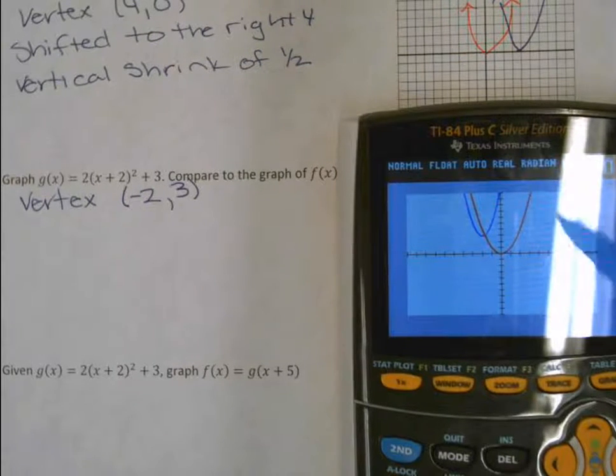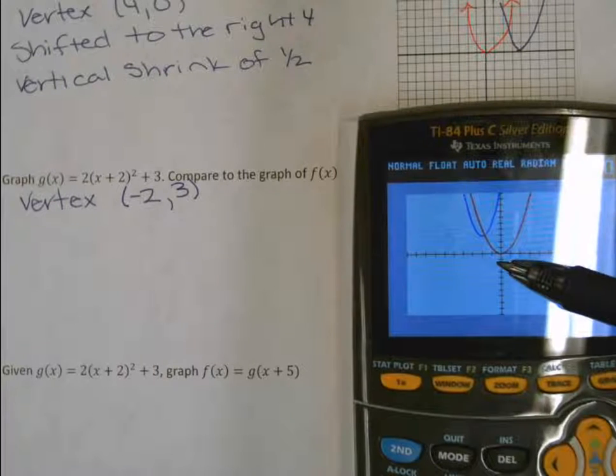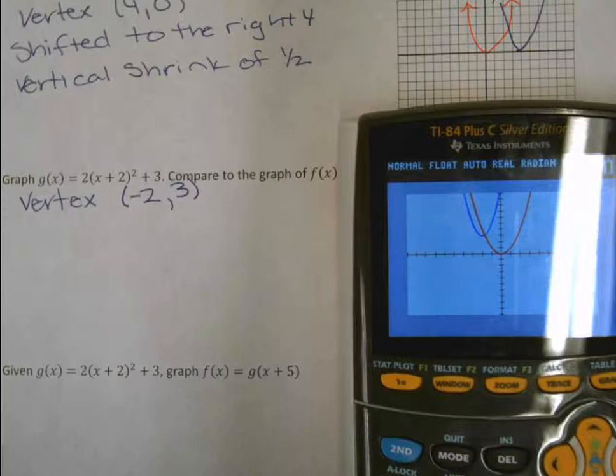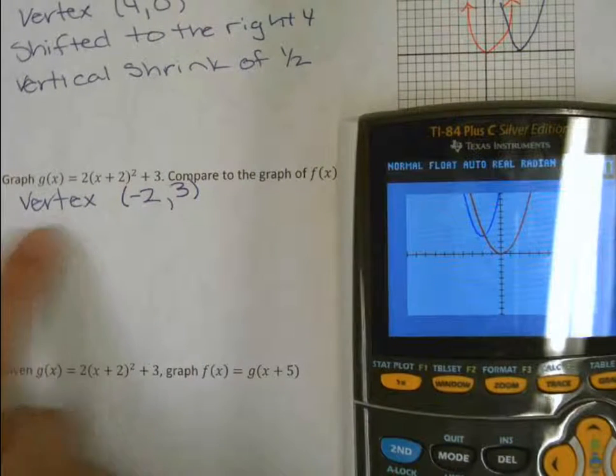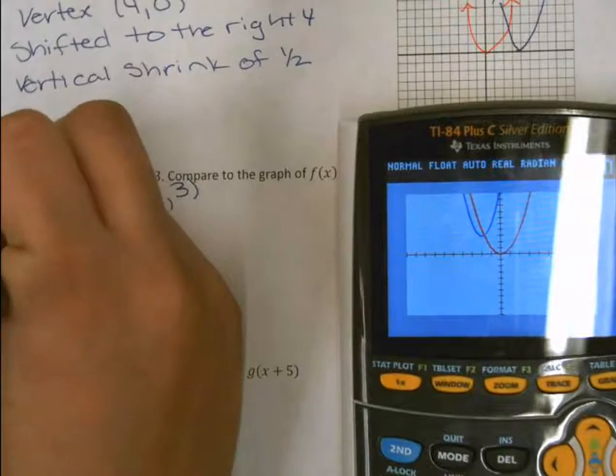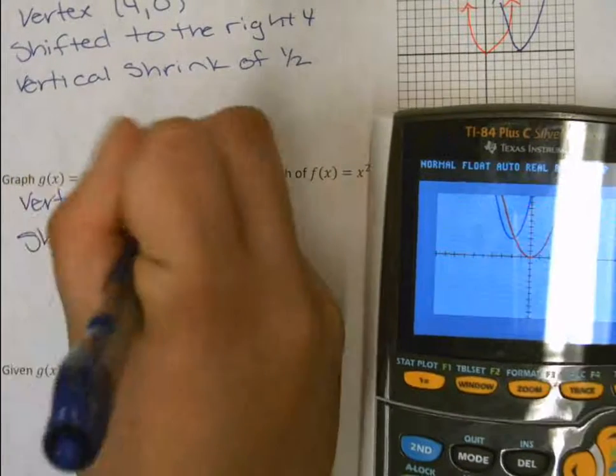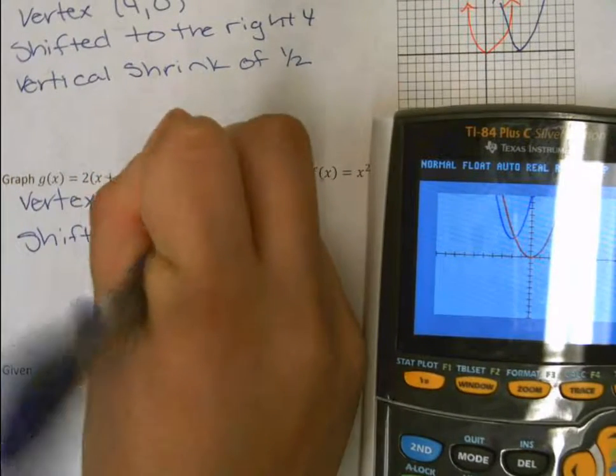So, one thing I like to do is compare the vertexes. If I look at the red one, my vertex is at 0, 0, and I know from what we came up with earlier that the blue one has a vertex at -2, 3. So this is telling me it's shifted left 2 and up 3.